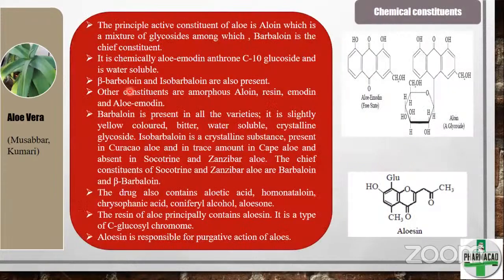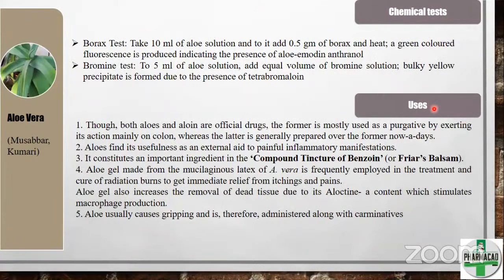Apart from Borntrager's, rather modified Borntrager's test, it also gives the borax test and bromine test. Why I said modified Borntrager's is because, if you see, it is a C type of glycoside, and that is why I mentioned the word modified Borntrager's. Okay. In the borax test, we take 10 ml of aloe solution and add 0.5 grams of borax to it. Now a green colored fluorescence is produced. This indicates the presence of aloe-emodin anthranol. So this anthranol is going to react with borax and that is how it gives this test.